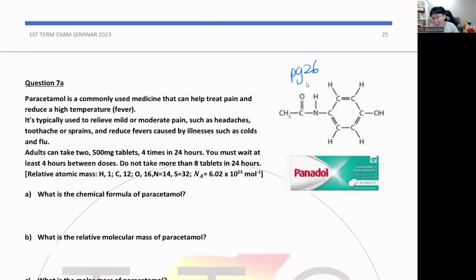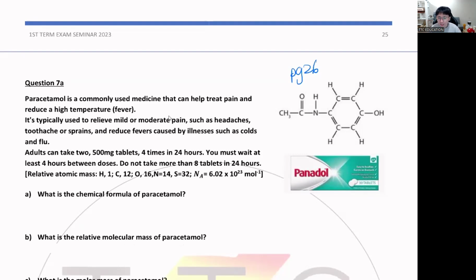Why is there Panadol? Yes, guys, your favorite. So guys, you see Panadol. They say paracetamol is a commonly used medicine that can help to treat pain and reduce fever. It's typically used to relieve mild or moderate pain such as headache, toothache, sprains, and reduce fever caused by illness such as cold and flu. You can take a 500 milligram tablet 4 times a day in 24 hours. You must wait at least 4 hours between doses. Do not take more than 8 tablets in 24 hours. Guys, you read the whole sentence. Do you feel a bit useless? Do you feel like it's a bit nonsense?